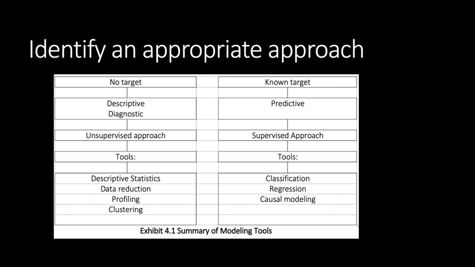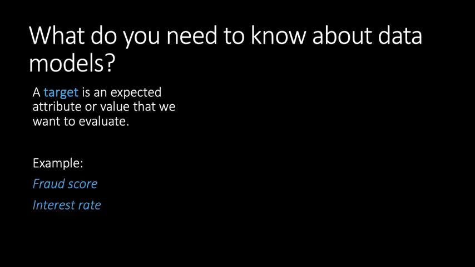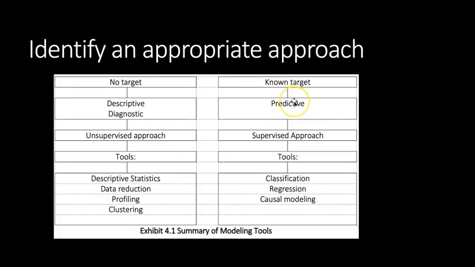To identify an appropriate approach, our decisions are basically made by a binary sort of decision tree. If we don't have any targets, we will be using descriptive or diagnostic. If we have a target in mind, we'll use predictive analysis. So what is a target? A target is an expected attribute or value that we want to evaluate. For example, if we know there is something that we are looking for in plain English, then you should be using predictive models. Now, I can give you an example.